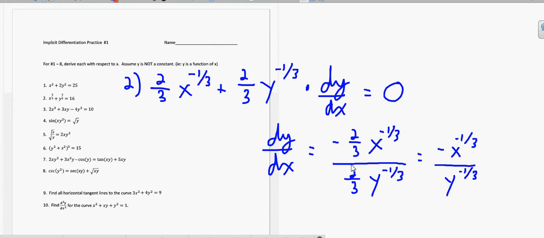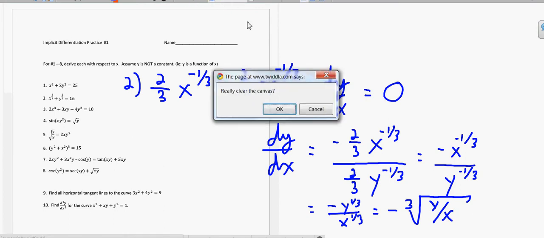So really dy/dx is going to equal negative y to the 1/3 over x to the 1/3. And if you really want, you can write that as negative cube root of y over x. There you go.